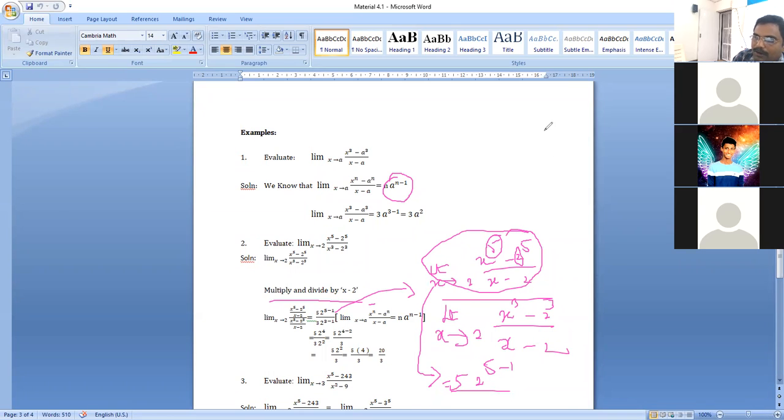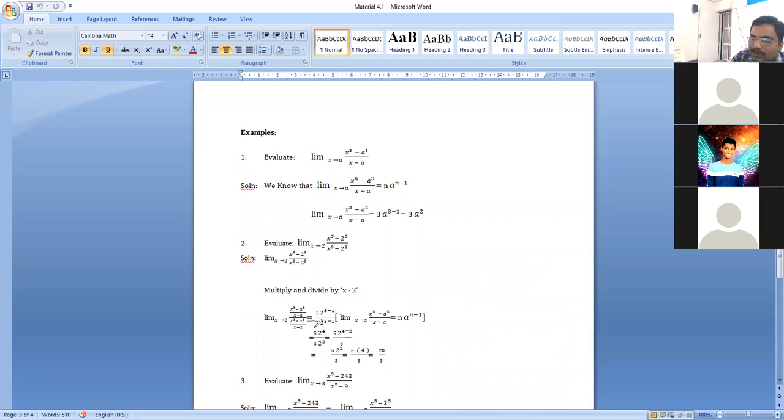Now you have to come to the denominator. What is the denominator here? x cube minus 2 cube. So what is the n value here? n is equal to 3. What is the a value? 2. 2 power n minus 1, so 3 minus 1. So you will get 5 by 3, and 2 power 5 minus 1 means 2 power 4. So this step: 5 by 3 into 2 power 4, by 3 into 2 power 2.